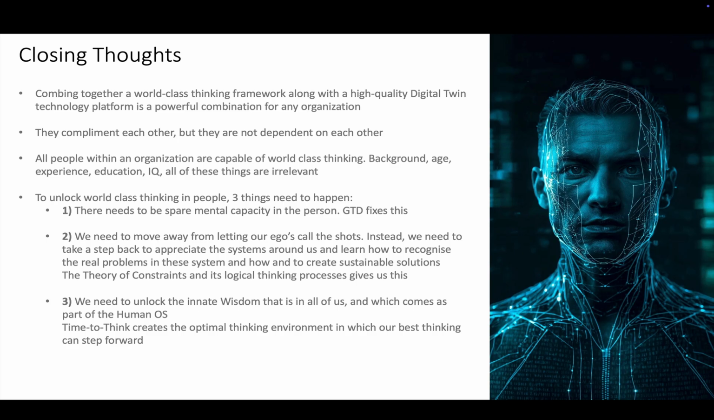1, there needs to be spare mental capacity in the person. GTD fixes this. 2, we need to move away from letting our egos call the shots. Instead, we need to take a step back to appreciate the systems around us and learn how to recognize the real problems in these systems and to create sustainable solutions. The theory of constraints and its logical thinking processes gives us this. 3, we need to unlock the innate wisdom that is in all of us and which comes as part of the human OS. Time to think creates the optimal thinking environment in which our best thinking can step forward.